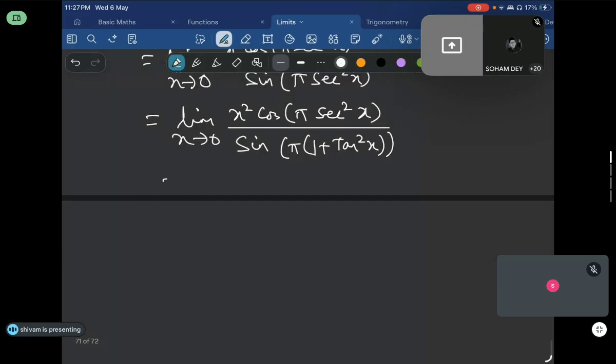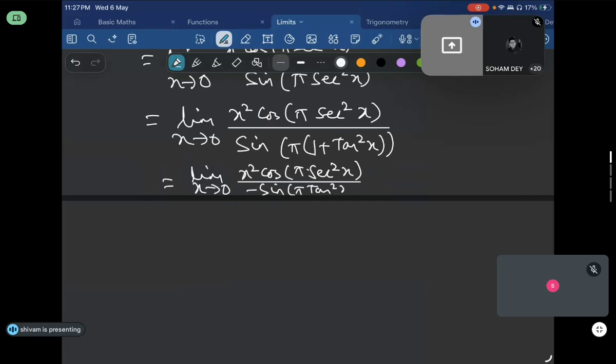So this will become limit x tends to 0. Tell me, are you people getting? Did you understand the previous step? You have got x square into cos of pi sec square x divided by sine of pi plus pi tan square x. So sine of pi plus pi tan square x will become minus sine of pi tan square x.